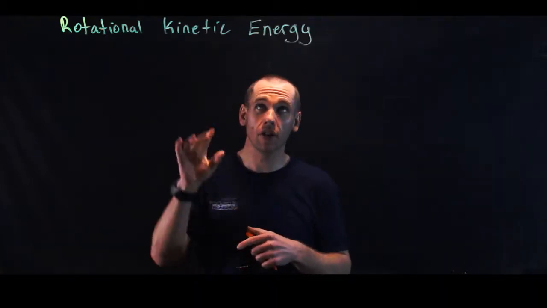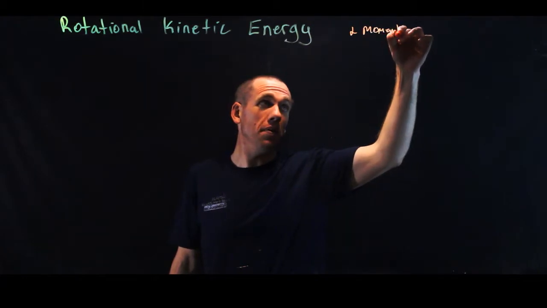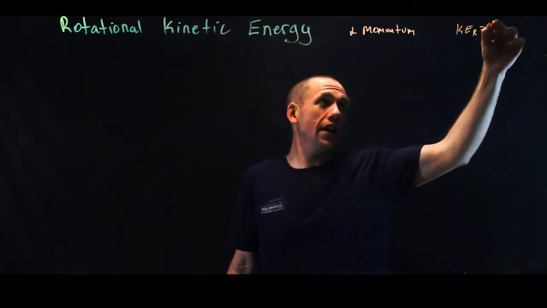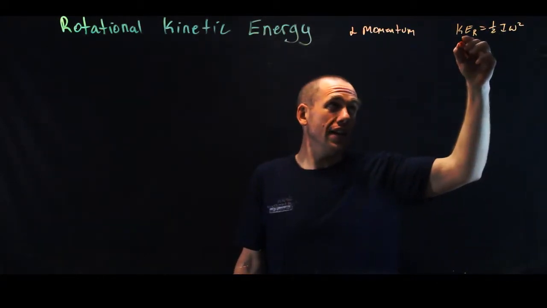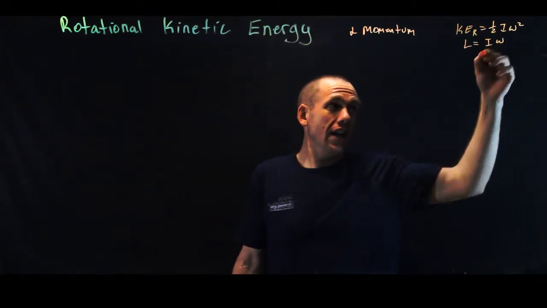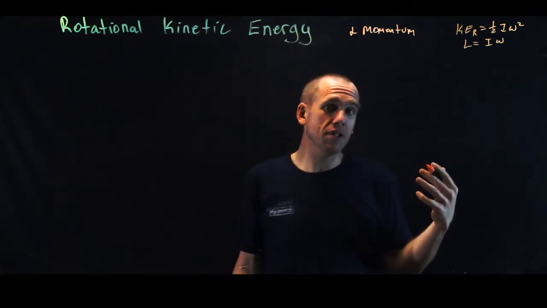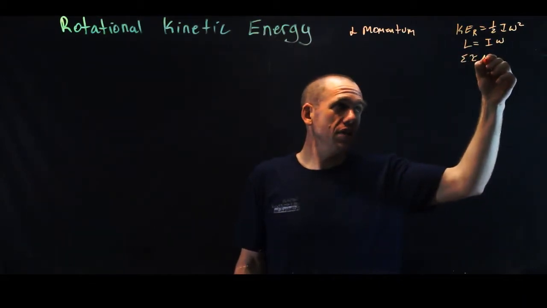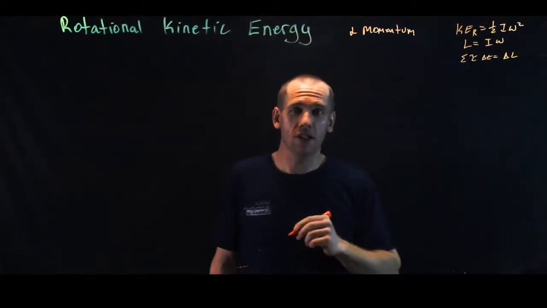In this lesson we're going to take a look at rotational kinetic energy and momentum. So remember, we have two things. Rotational kinetic energy is given by 1/2 I omega squared, but we also know that angular momentum, L, is equal to I omega, and the same rules that apply to linear momentum apply to rotational momentum. So momentum is conserved, but also net torque times time equals change in angular momentum.